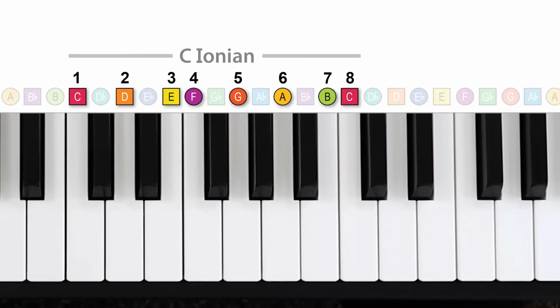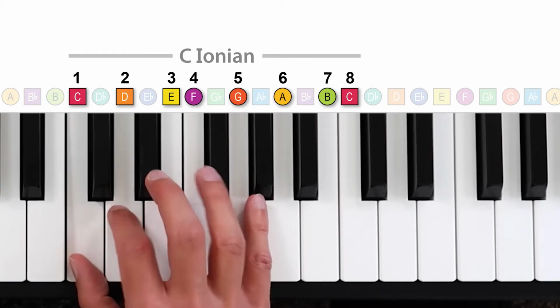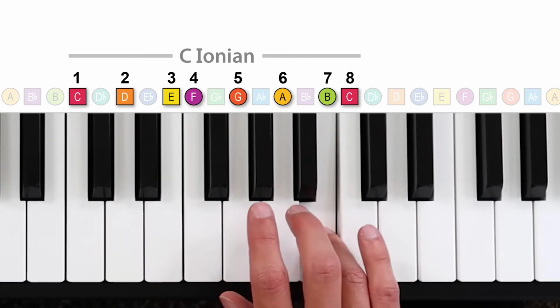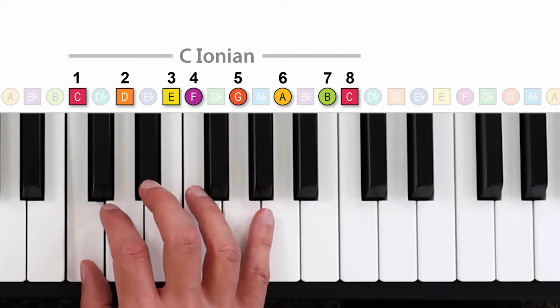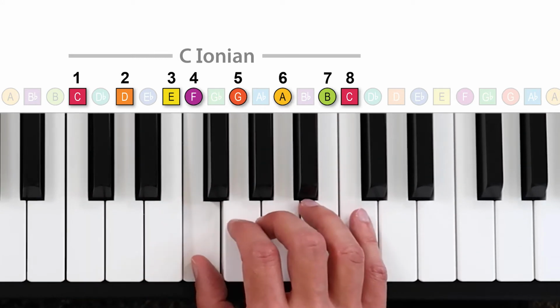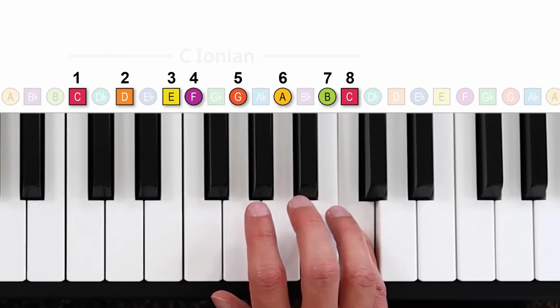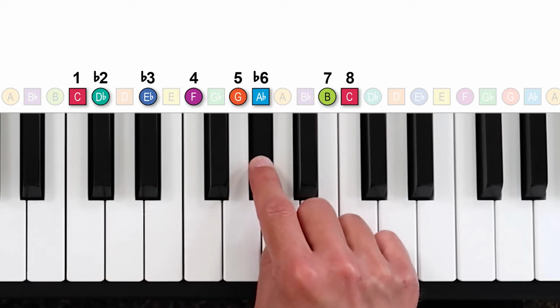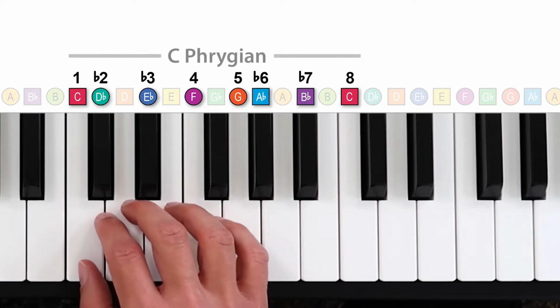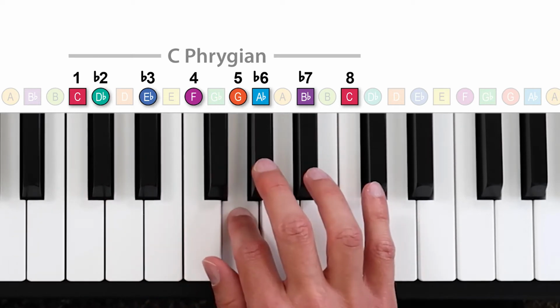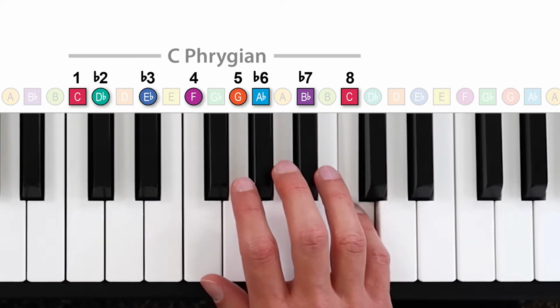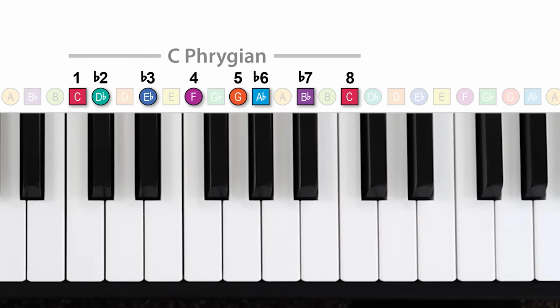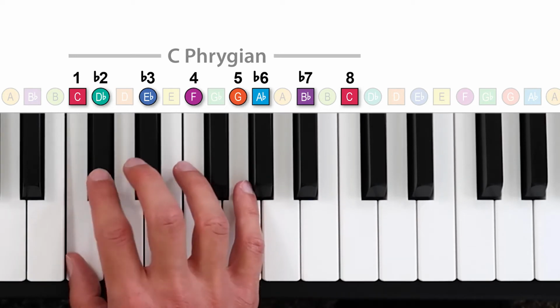Okay, so jumping right in and using the key of C as an example, here's what the common C Ionian mode sounds like first, also known as the major scale. Starting on C, the pattern is 1, 2, 3, 4, 5, 6, 7, 8. To play the Phrygian mode, we flatten intervals 2, 3, 6, and 7 to get this pattern. Compared to the Ionian mode, Phrygian sounds more dark and mysterious because of the flatted notes.